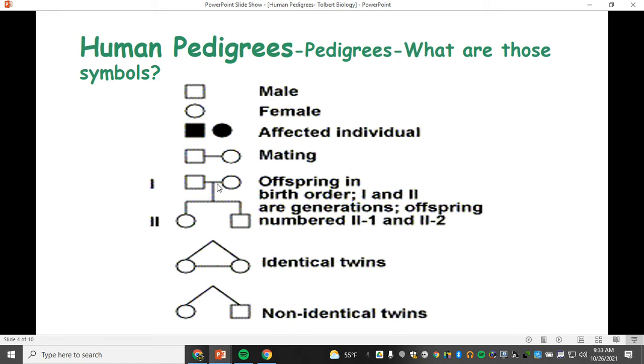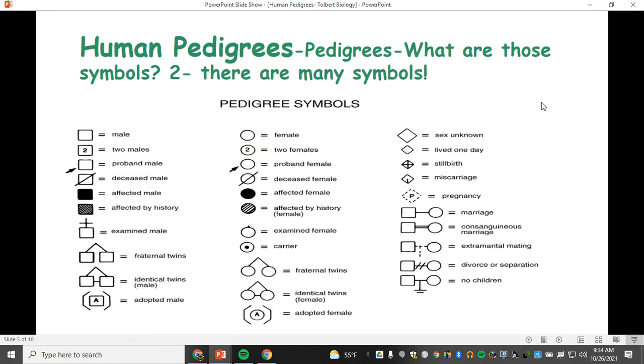Here you have a male and a female that get together and they have some offspring. Offspring are automatically the second generation. Sometimes you'll see this little triangle-like one, and that's identical twins, or non-identical twins, in which case one's a boy and one's a girl. You'll see that. But there are a lot of other symbols that you need to keep in mind. Let's look at this particular chart here.